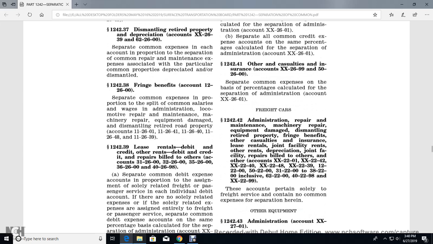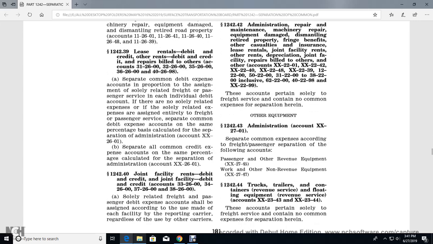Freight cars. 1242: Administrative, repair, maintenance, machinery repair, equipment damage, dismantling property, fringe benefit, other casualty, insurance, lease rentals, joint facility rents, other rentals, depreciation, joint facility repairs billed with the other, and other accounts like XX 2201, 2242, 2240, 2248, 2239, 2250, 2231, 2238, 2262, 2242, 2240, 2298, and 2299. These accounts pertain solely to the freight service and contain no common expense for separation herein.